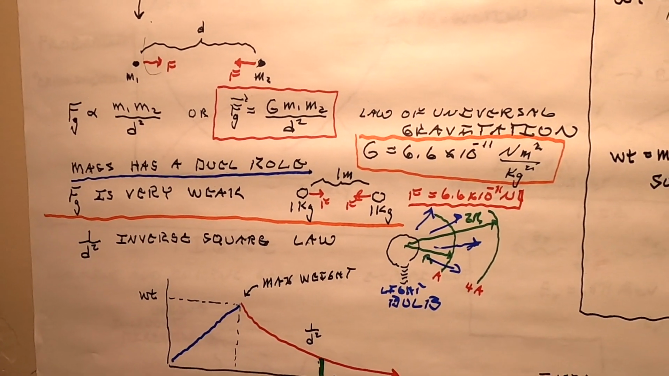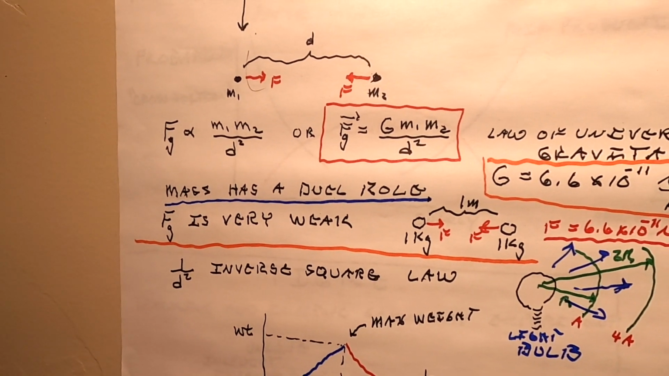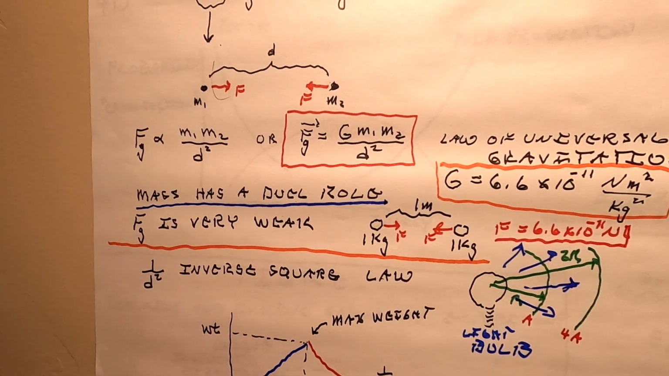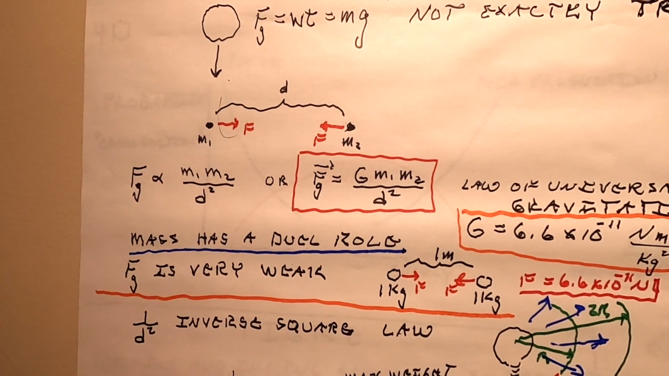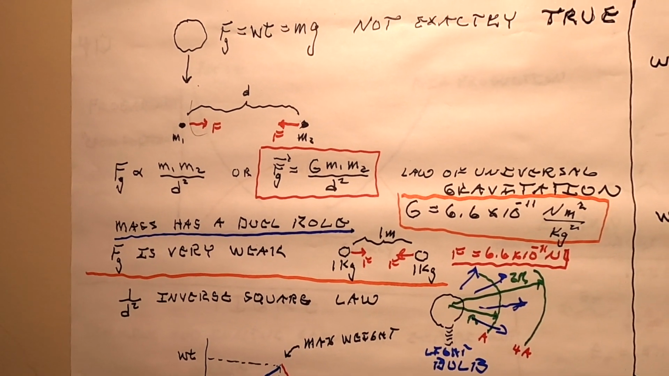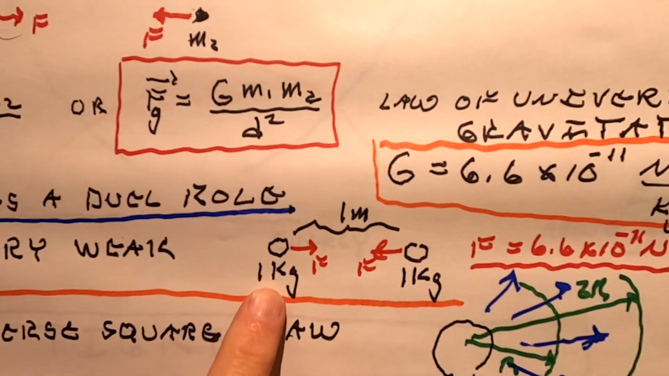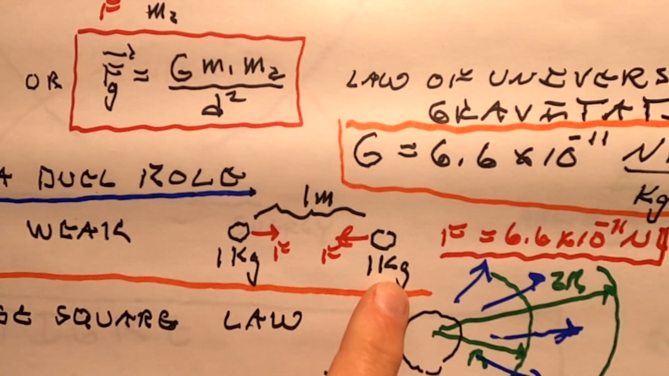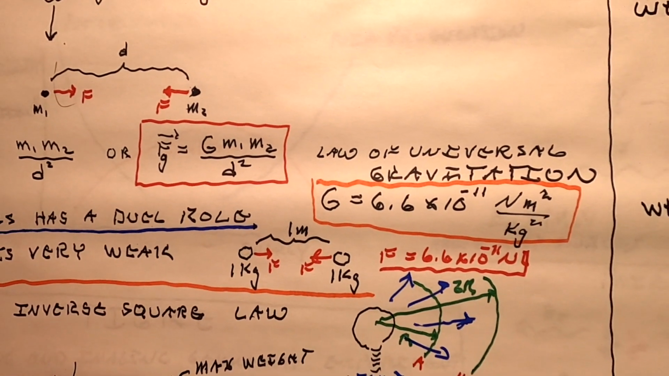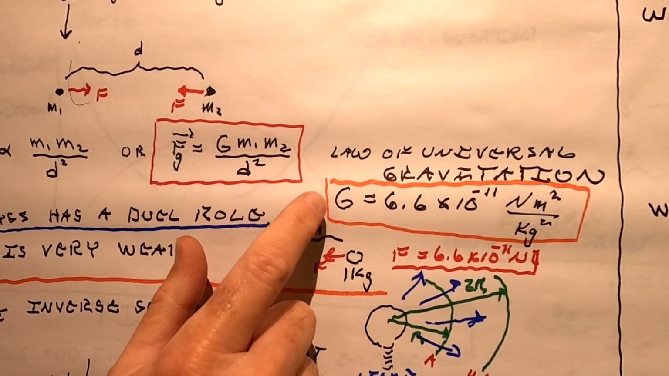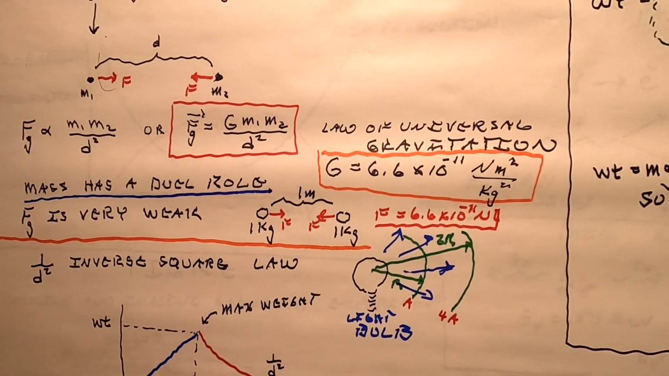So now we can see that mass has a dual role. We said mass before was what? Resistance to shaking. Now we have another role for mass, and that is it attracts other masses. So there's a dual role for mass. But remember, this is a very weak force. Just to compare, if I have a 1 kilogram mass and another kilogram mass separated by 1 meter, then if I plug in 1, 1, and 1, the force comes out to be that little teeny number. That's a billionth of a Newton. You wouldn't even notice that.